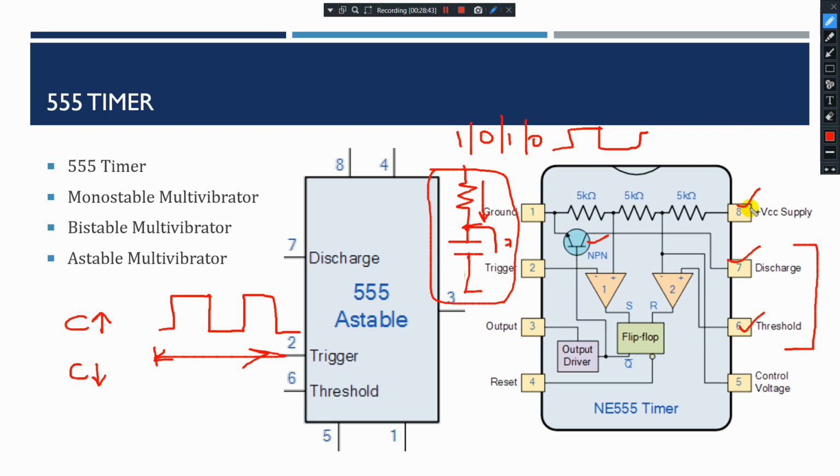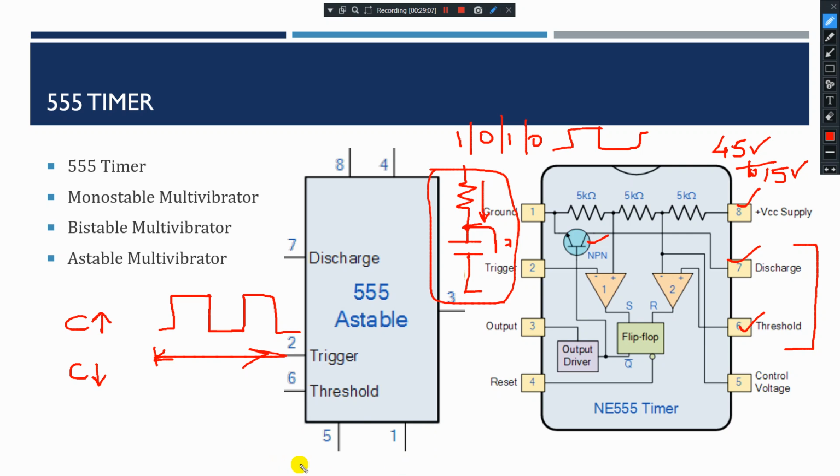And coming to pin number 8. Pin number 8, we all know, is the power supply to the system. Generally we can call it a general purpose 555 timer, which works at 4.5 volts to 15 volts. It works at this voltage. So this is about your 555 timer.